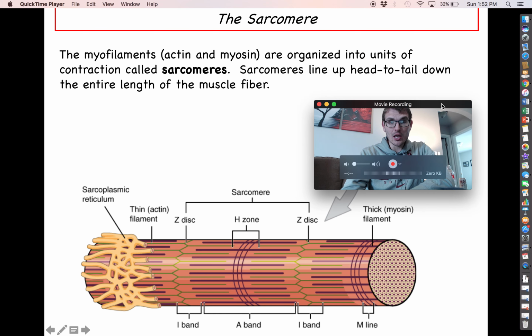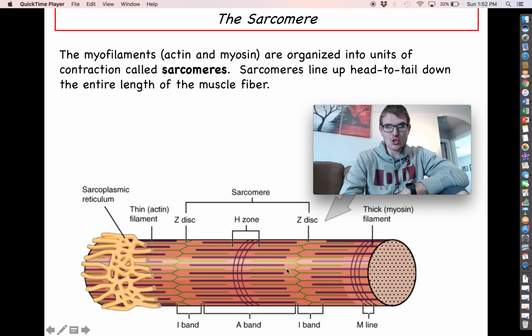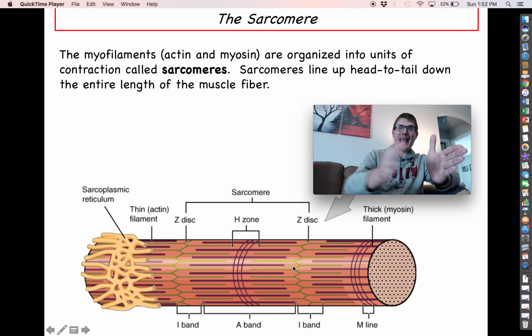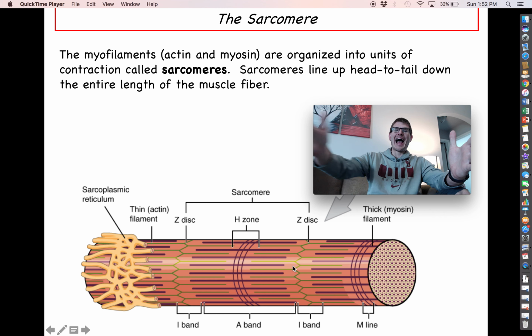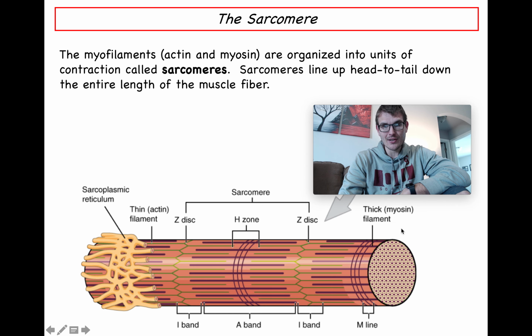If we look at these myofibrils here that contain actin and myosin myofilaments, they are organized into these units that run from place to place. You will see these units, which are called sarcomeres, lined head to tail down the entire length of the muscle fiber. Keep in mind, each sarcomere contains both actin and myosin.